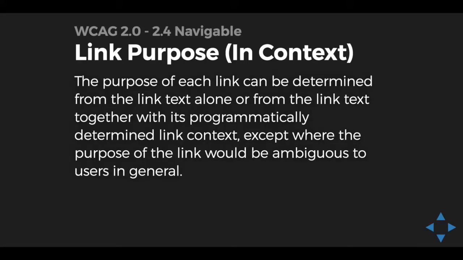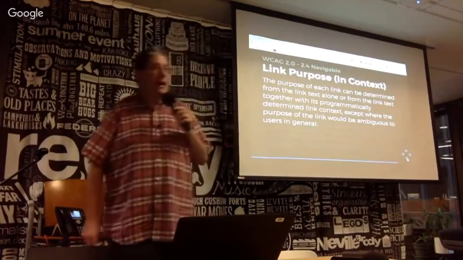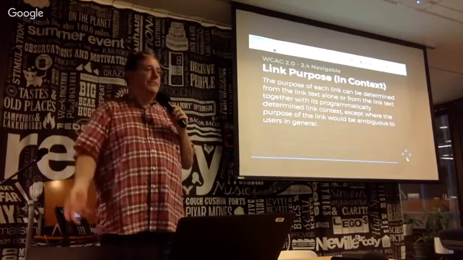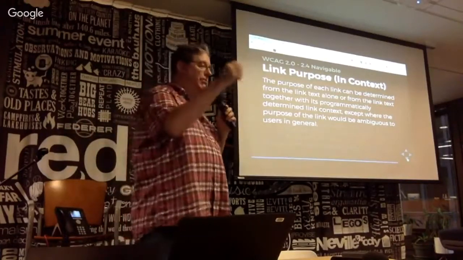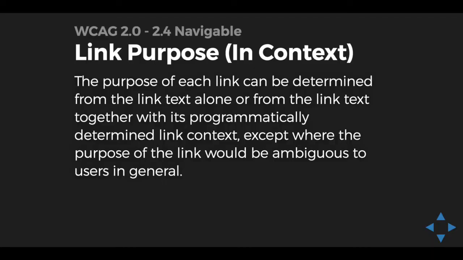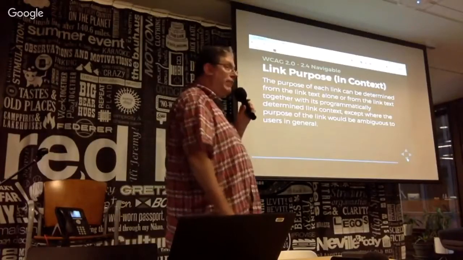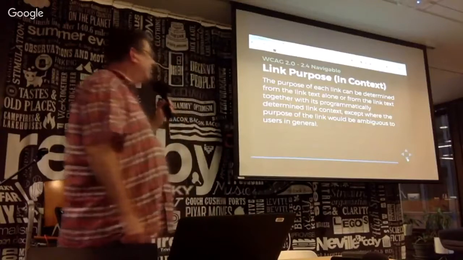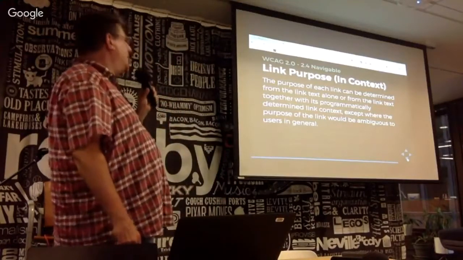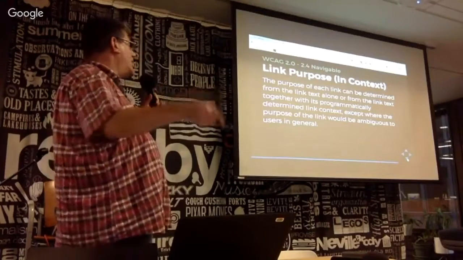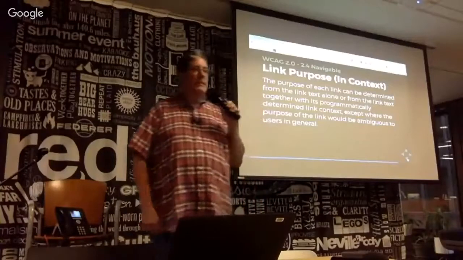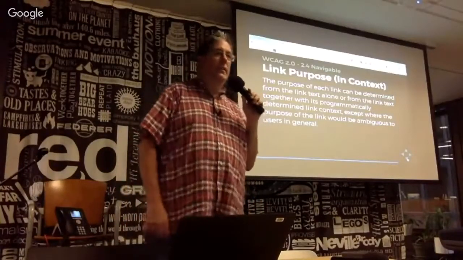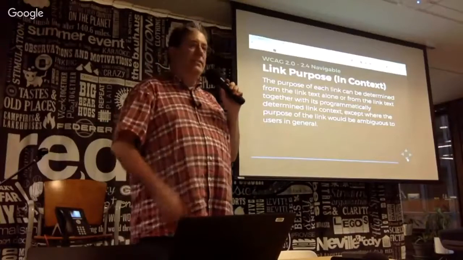Link purpose. I love this one. I'll tell you right now, in anything that I touch and anything I do, I require AAA on this. This is AA. You'll see why I say AAA. The purpose of each link can be determined from the link text alone, or, here's where I have a problem, from the link text together with its programmatically determined link context, except where the purpose of the link would be ambiguous to the users in general. So basically, this allows for surrounding text to make that link text unique.